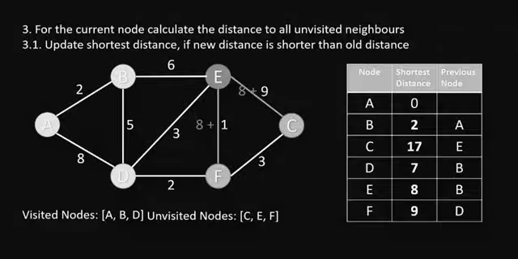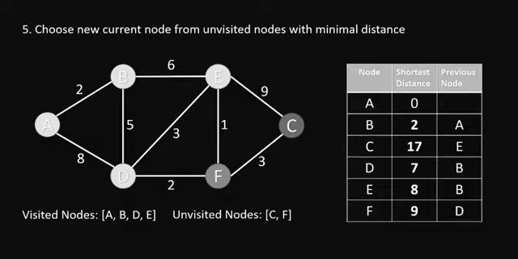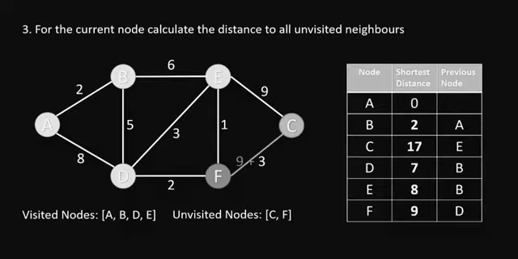When we now look at F, we can see a new distance of 9 to F, which is exactly the same as our old distance to F. So we don't update anything and we are finished with our node E. Now we have F and C left as unvisited nodes. F has a distance of 9 and C has a distance of 17. So we always start with the one with the minimum distance. So we start with F, and the only unvisited neighbor is C.